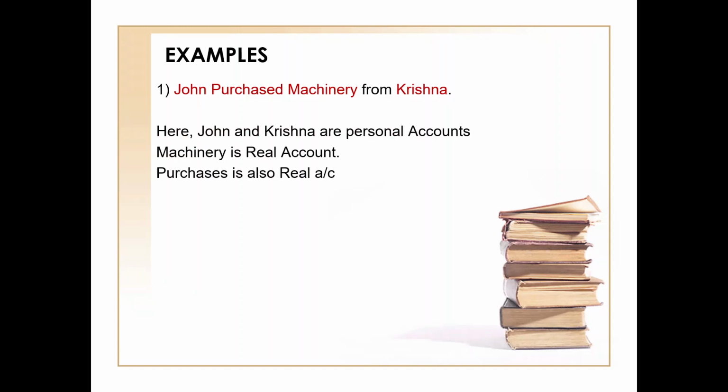See, for example, in the first example, John purchased a machinery from Krishna. John and Krishna are the personal accounts. They are the names of a particular person, right? So they are the personal accounts. Whereas machinery is an asset of a company, right? So machinery is considered as a real account, and purchases is also a real account. See, suppose we purchase goods, so goods are coming inside, so we consider purchases as a real account.